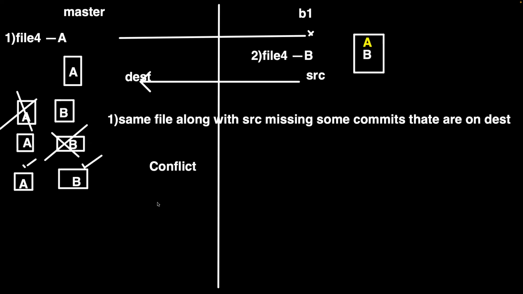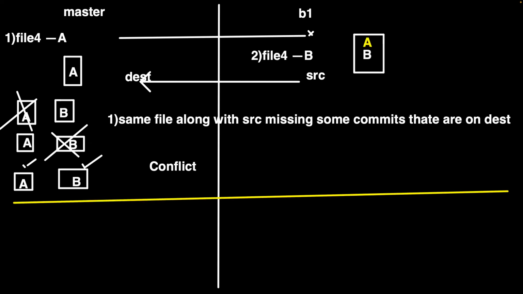Okay, this is a conflict scenario. Some people have a misunderstanding that if it's the same file you will get a conflict. Let's take another example. File 1, there is a commit, and the branch is created at this point. So file 1 is there, commit A is there. Then if you make commit B on the same file, you don't get a conflict because source is not missing any commits that are there on destination.